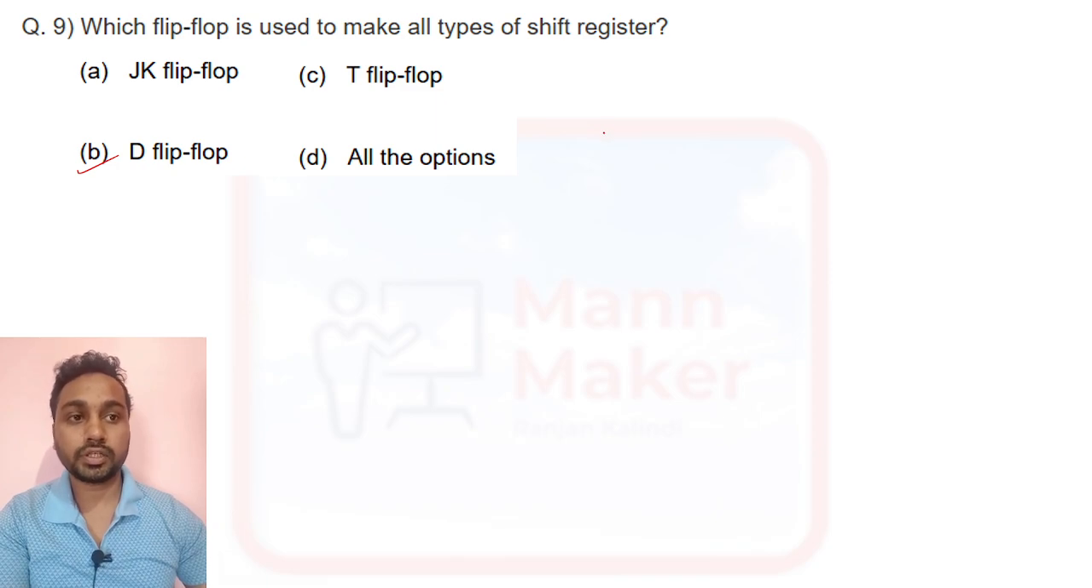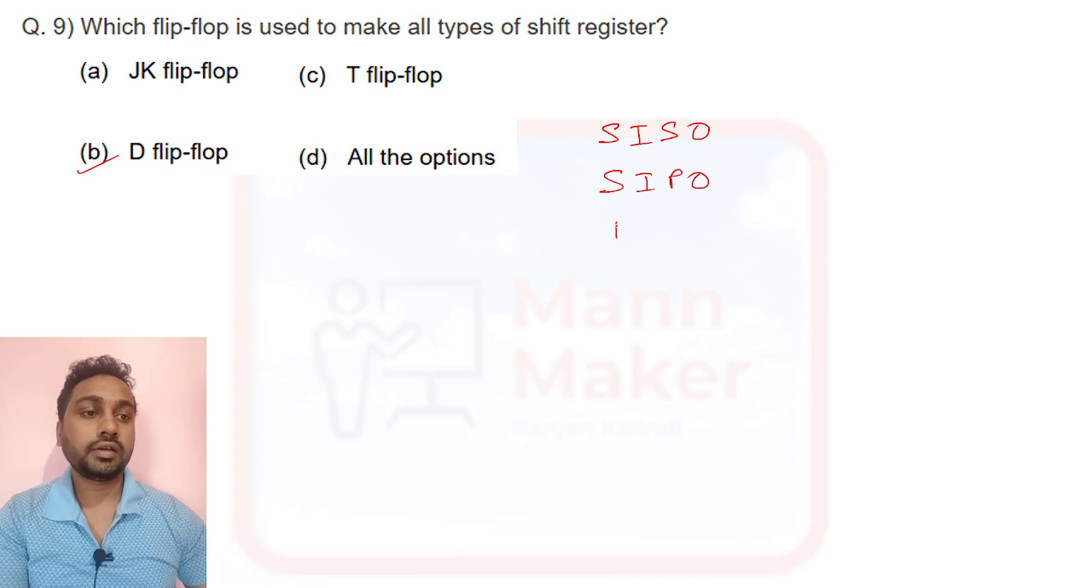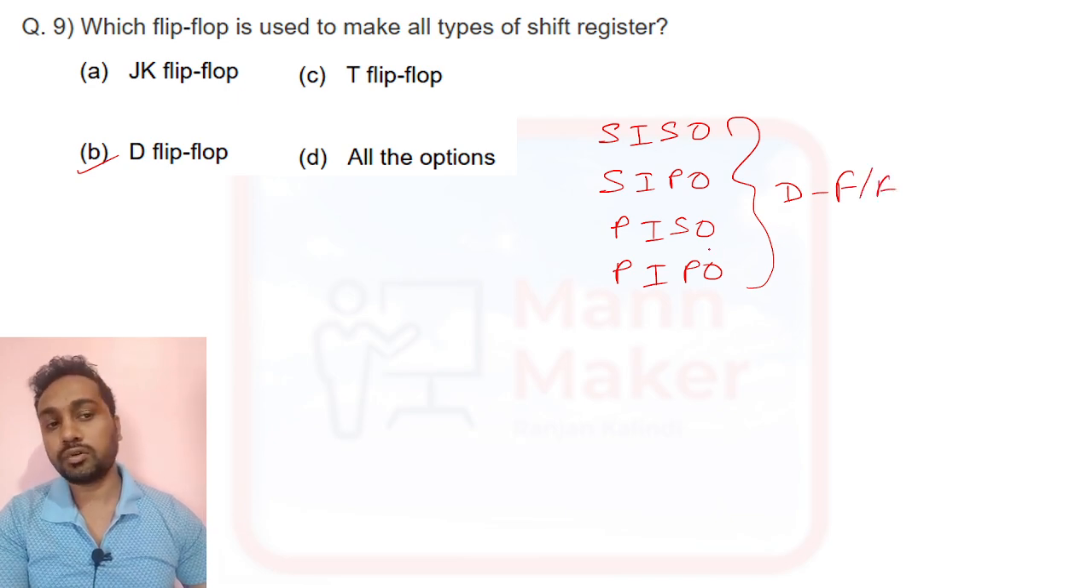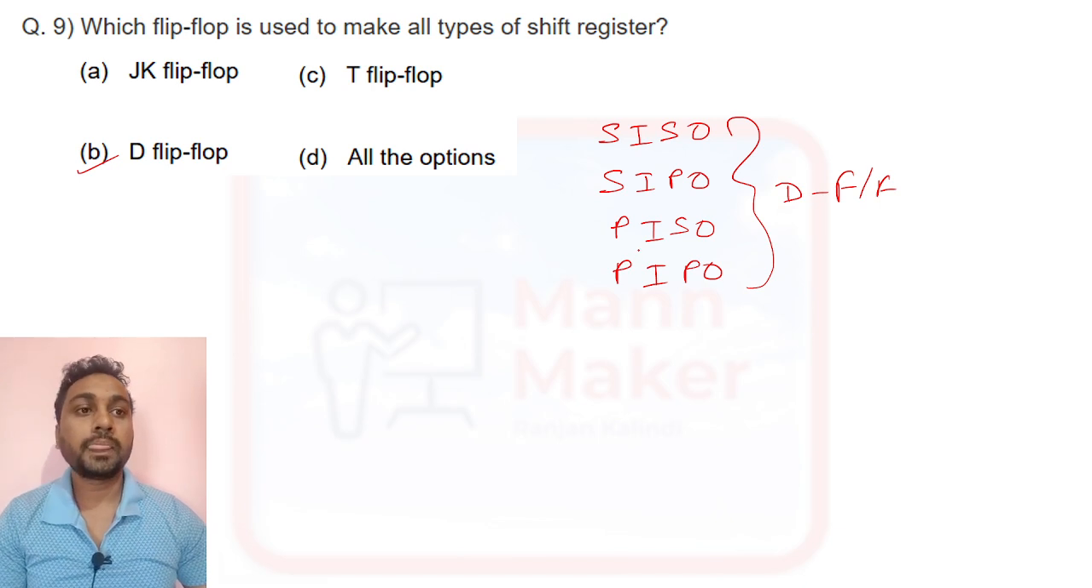All types of shift register means serial in, serial out; serial in, parallel out; parallel in, serial out; and parallel in, parallel out. We can design all of these using the D flip-flop only.